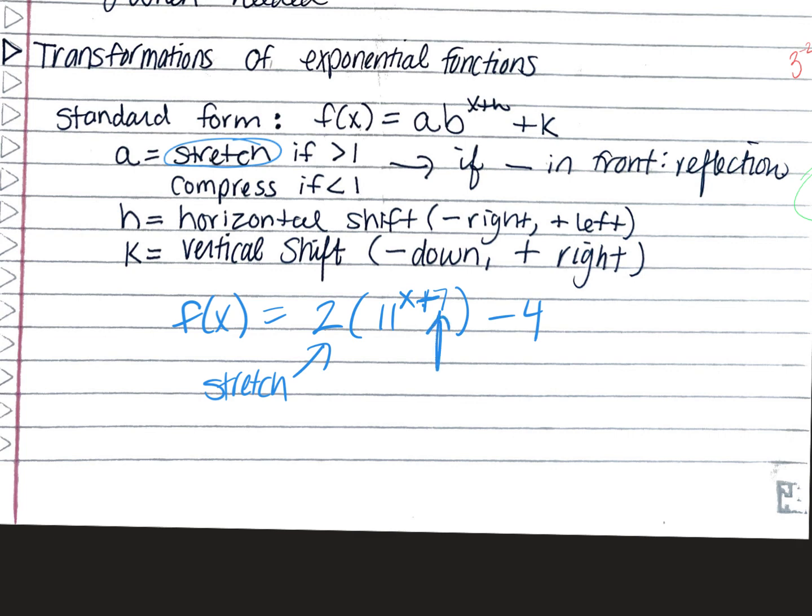Okay, what does this 7 tell us? It moves to the right or left. Which one? The left. Opposite signs inside, remember? Okay, what does that -4 tell us? It goes down. How many? 4. Okay. And then what if I made this a -2?